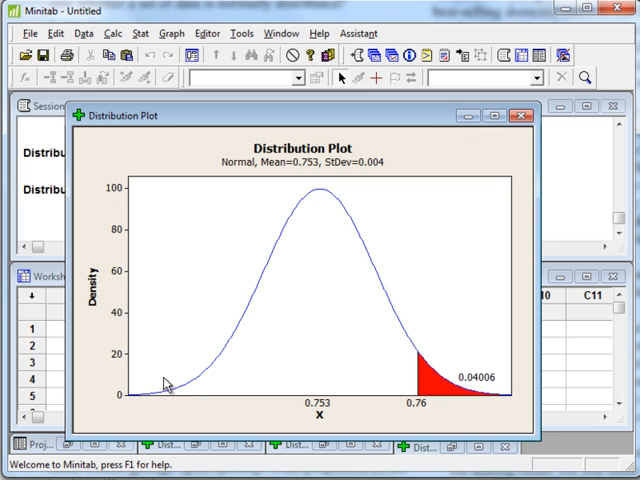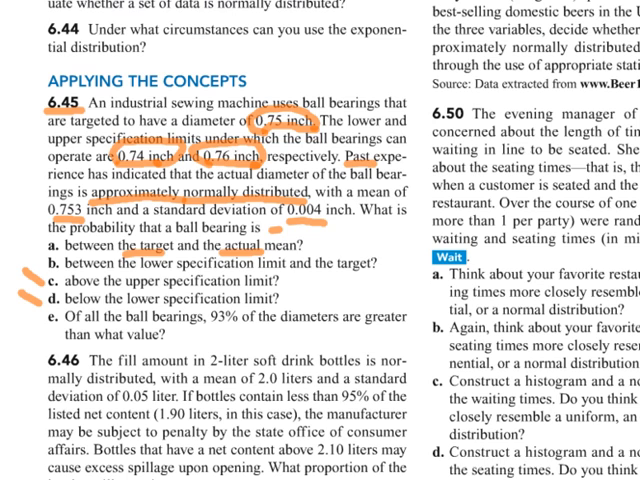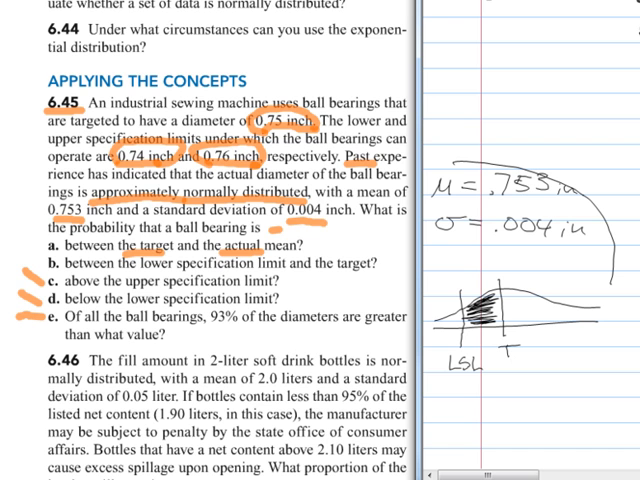Now, part E. Part E says, and this is one of those inverted questions, of all the ball bearings, 93% of the diameters are greater than what value? Okay, I'm going to draw a chart on this one to help out.